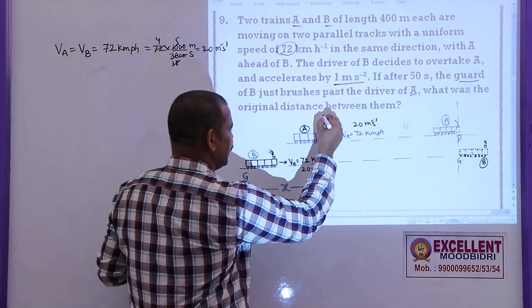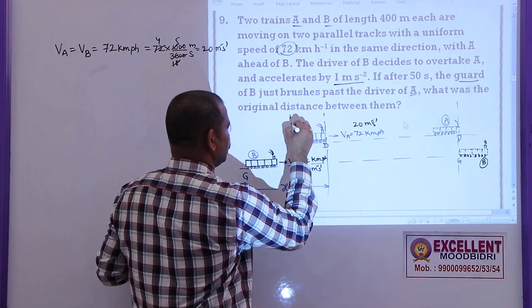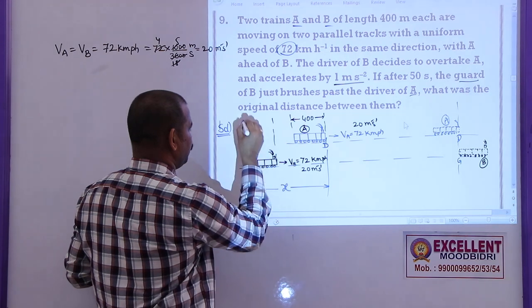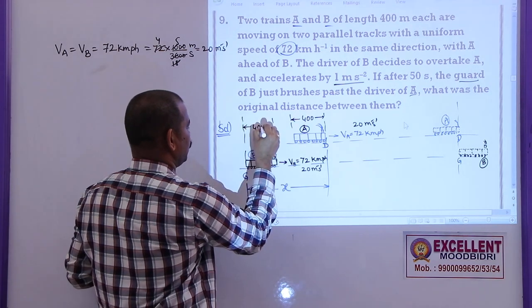Then, what is the length of train A? The length of train A is 400 meters, and the length of train B is also 400 meters.